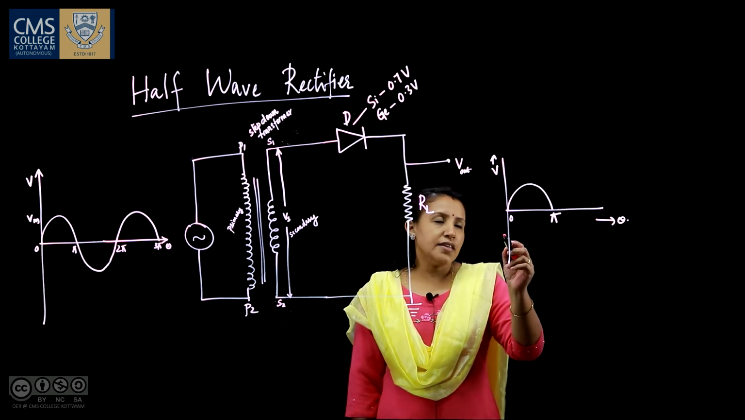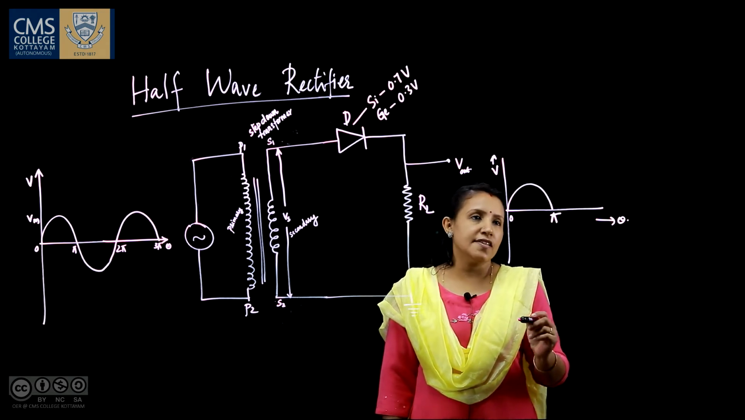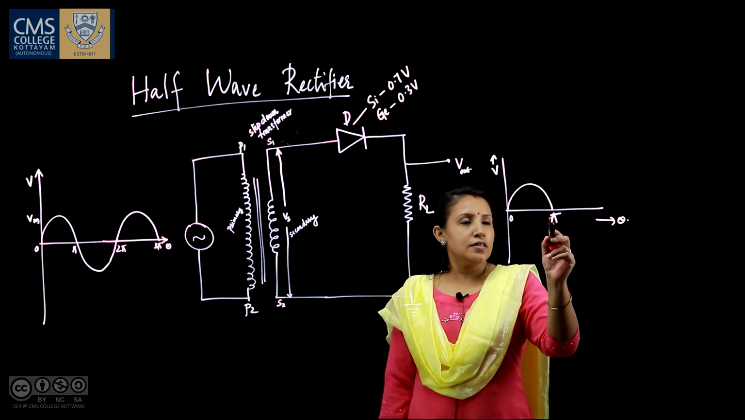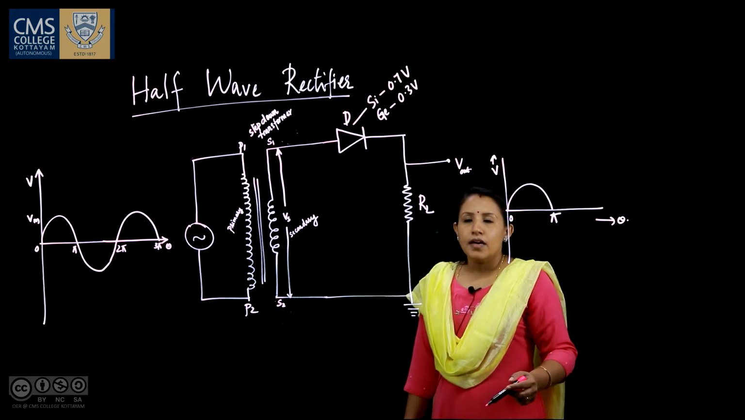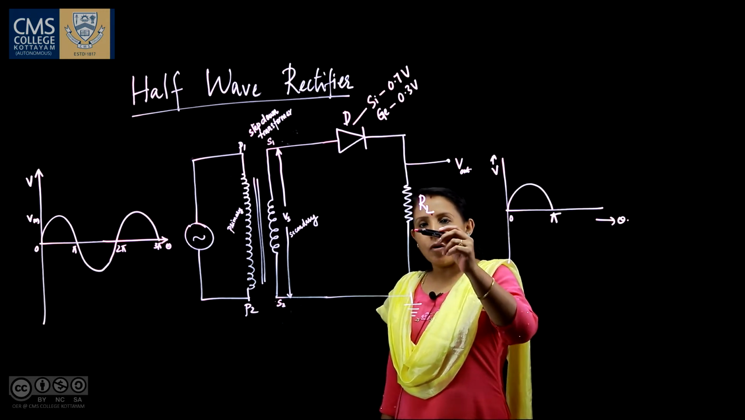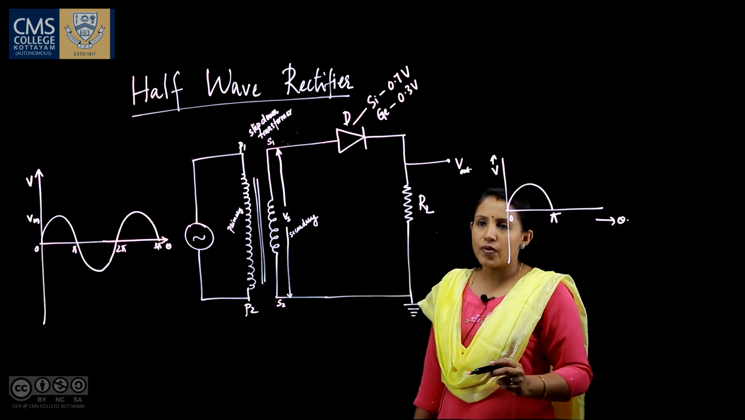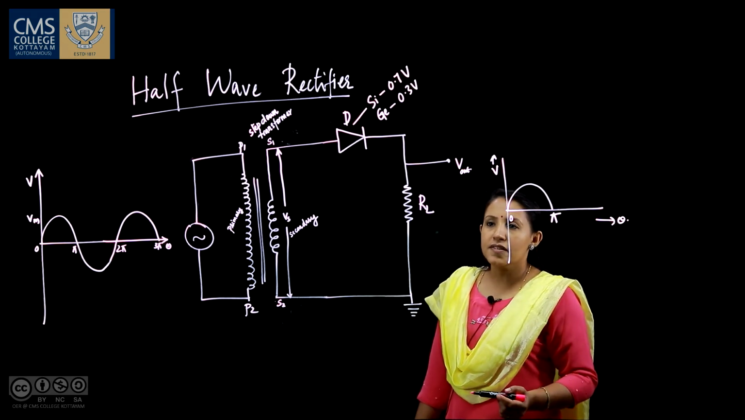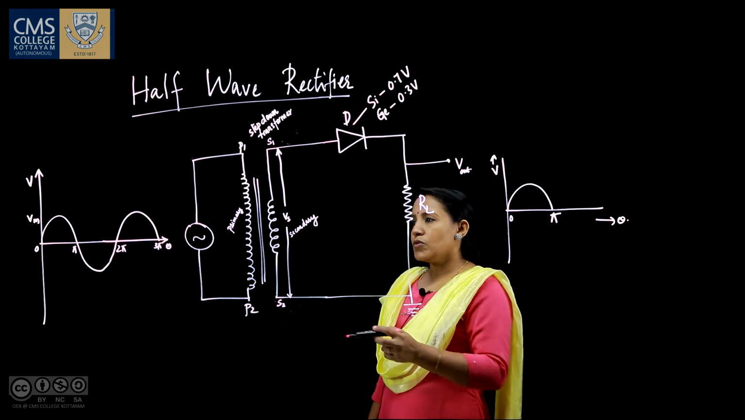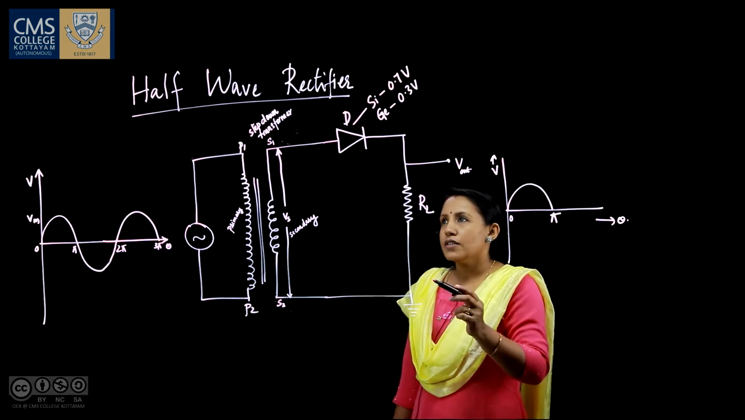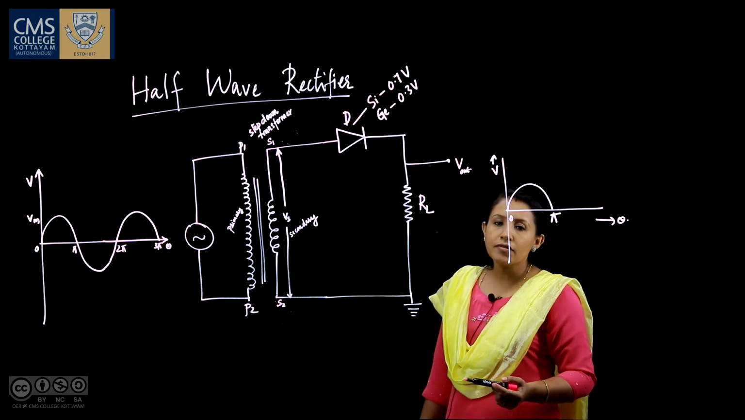It is evident that the output is not a steady DC but a pulsating DC with a frequency equal to that of the input frequency. And now if we measure the output across the RL, we will get an average value of the DC. Since the circuit uses only one half of the alternating voltage, this circuit is called the half wave rectifier.